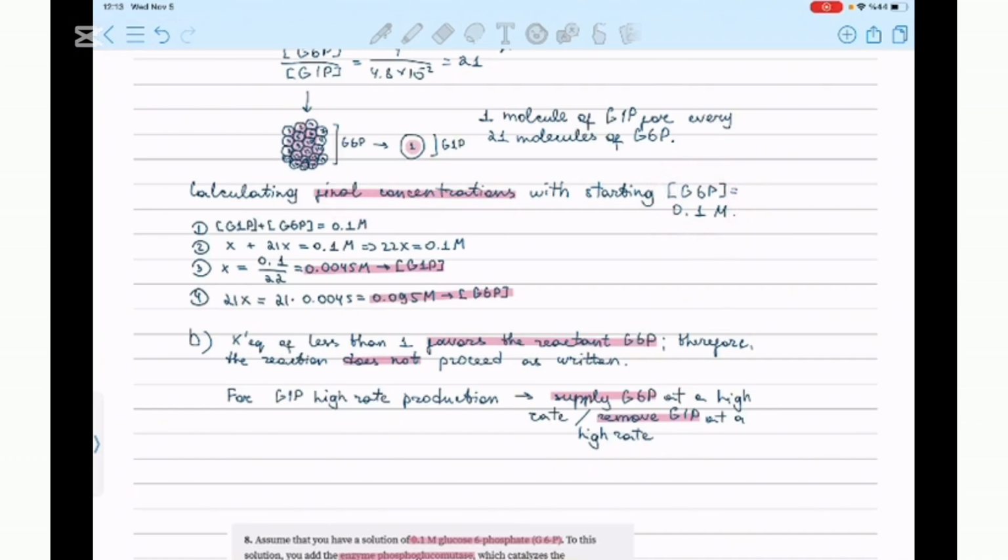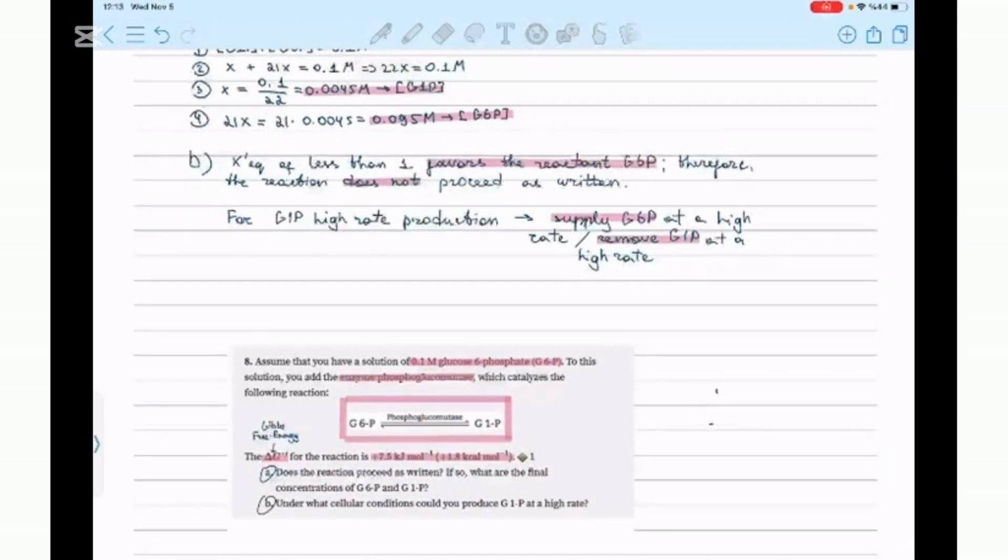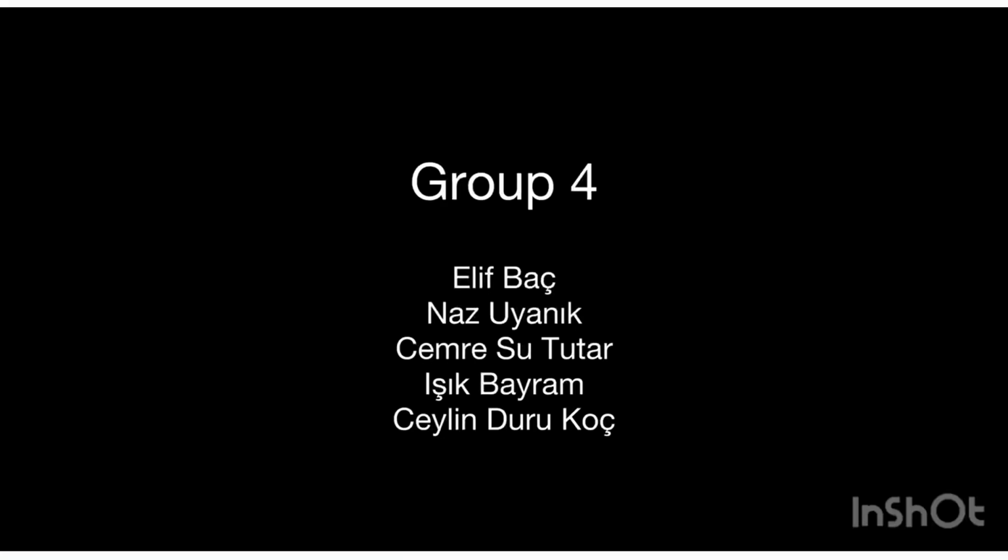When we calculate that, we get this final concentration for G1P and this final concentration for G6P. For the second part of the question, we can say that an equilibrium constant less than 1 favors the reactant G6P, and therefore the reaction does not proceed as written in here. So for high G1P production, we're going to need to supply G6P at a high rate or remove G1P at a high rate, because the equation favors this part.